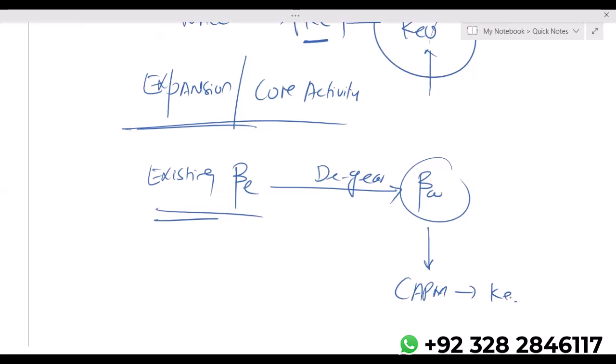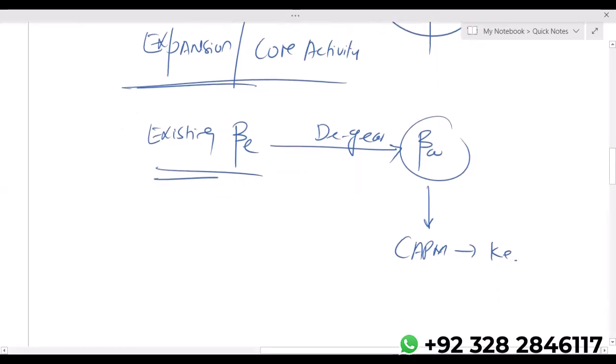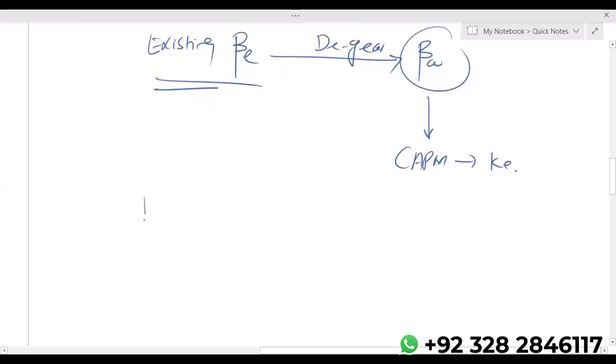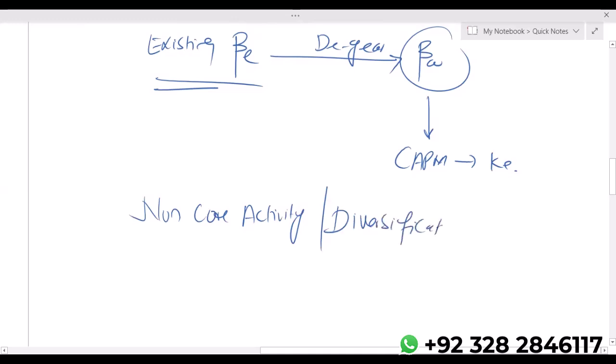Now there's a possibility of diversification, as we have already discussed. APV can be used in case of core activity as well as when you are going for diversification. Let's say we are making investment in a non-core activity. Non-core activity means diversification. Obviously, in case of diversification, first I need to find out the beta asset of the new industry.